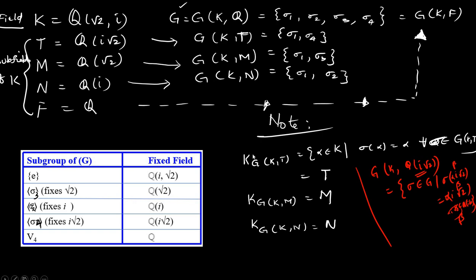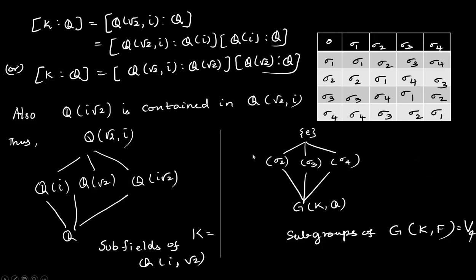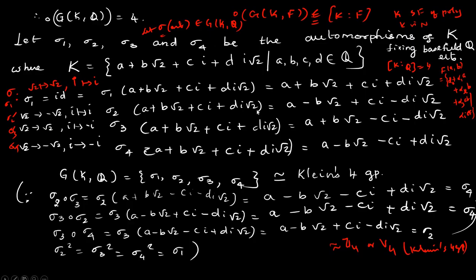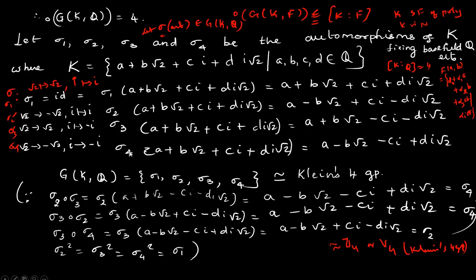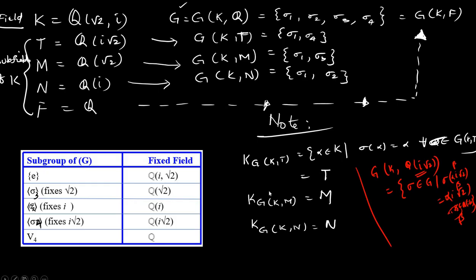Then coming to this, it has to fix the elements of Q of root 2. So which are the automorphisms which leave root 2 fixed? From here we can see this one fixes root 2 and this one. So that means sigma 1, sigma 3. And the one which fixes i: if you go back, you will see that this one fixes, this one fixes. So sigma 1 and sigma 2. So you have G of K over N to be sigma 1, sigma 2.